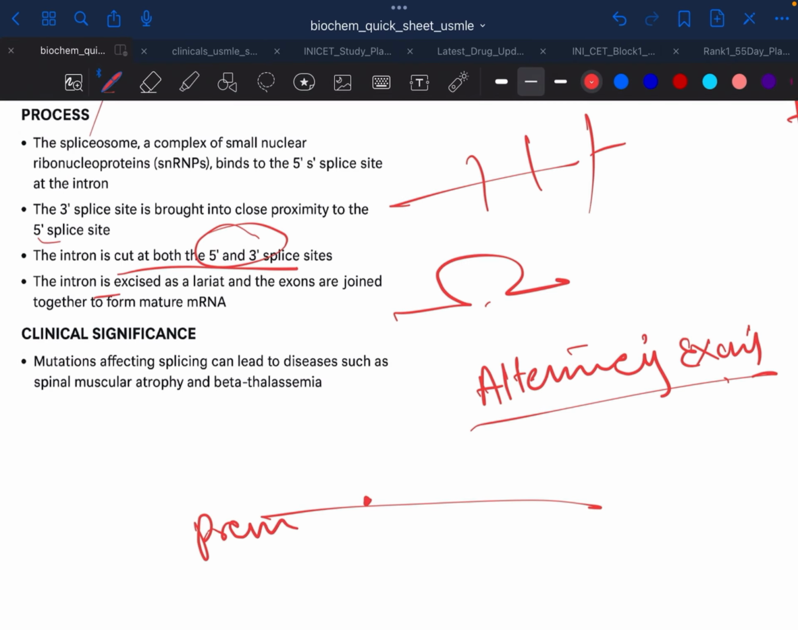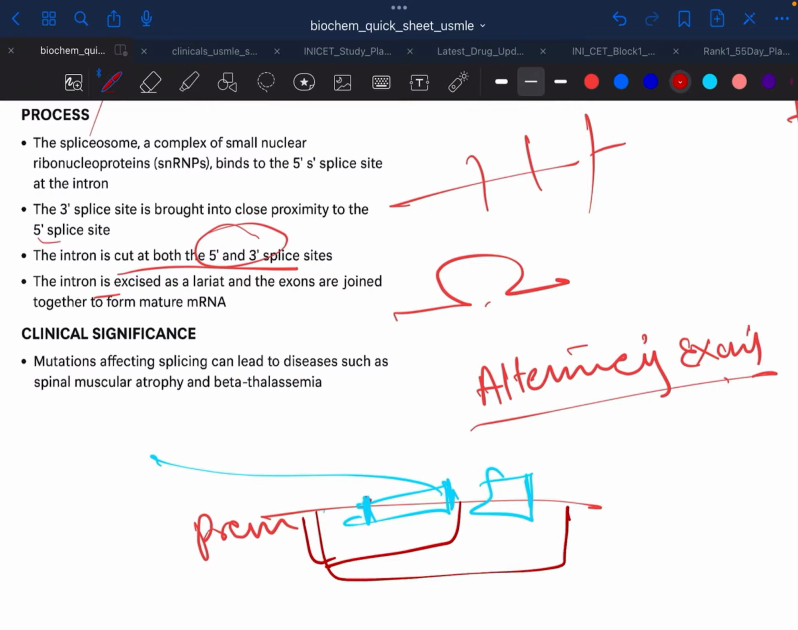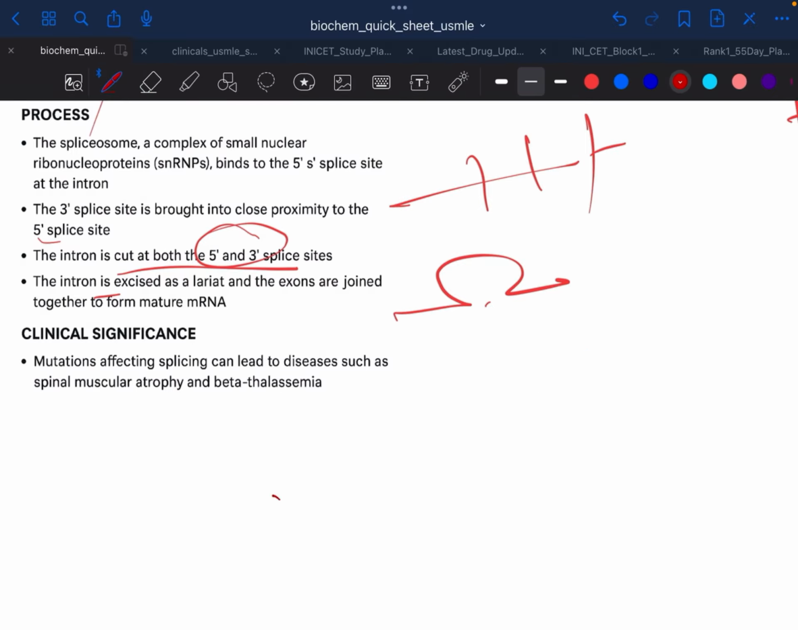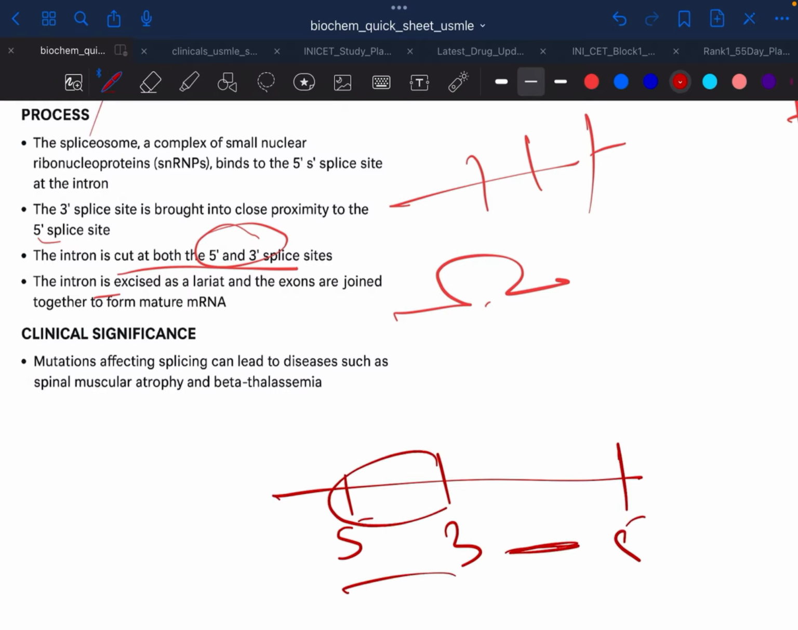How? Because these introns, suppose I change the color, can be taken out in any sequence. This can be taken out like this and this can be taken by this, and these two can be joined together, or these two can be joined together, like 1, 2, 3, 4. So any sequence they can get joined. If the sequence is changed, you think like that. So this part is taken out, this is one.